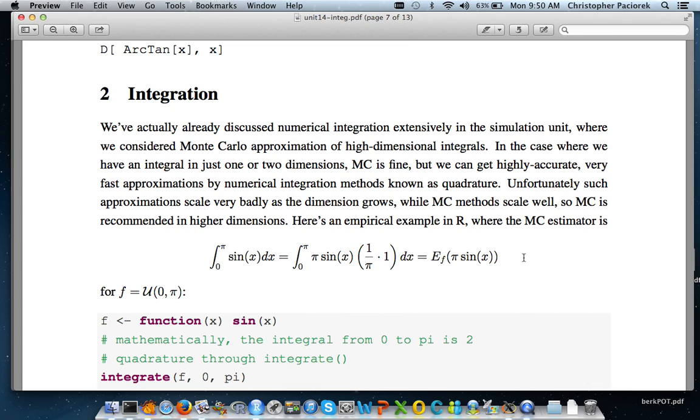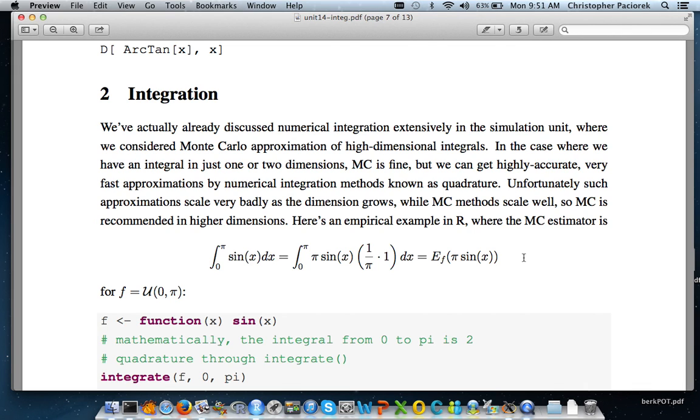to pi is just 1 over pi. So I just need to multiply by 1 over pi and then multiply by pi to make sure that this works out. So I'm just going to introduce the uniform density here and then introduce pi here to cancel out with the uniform density that I introduced. So I've just rewritten this as an expectation under f, where f is uniform from 0 to pi, of this new function pi times sine of x.